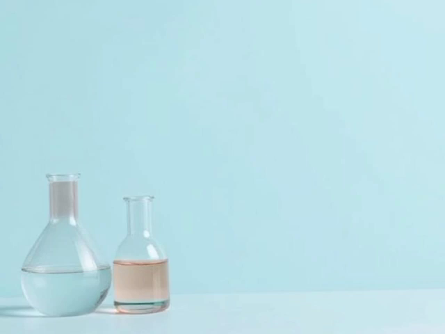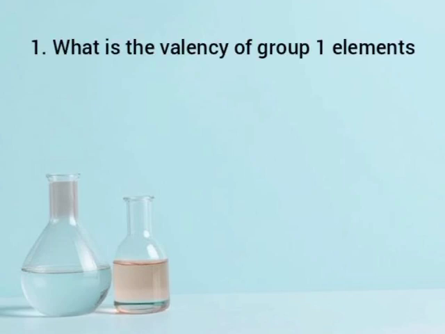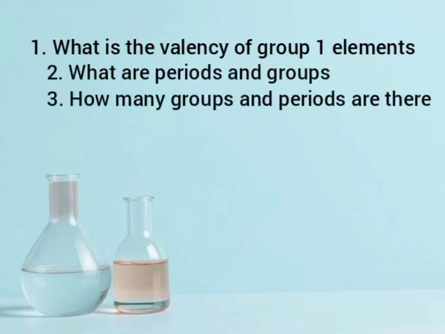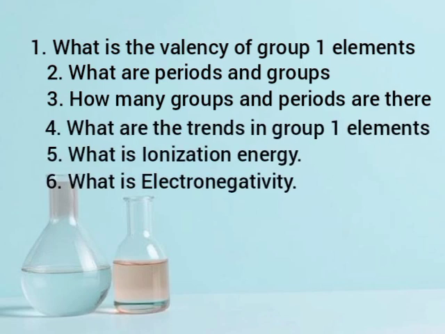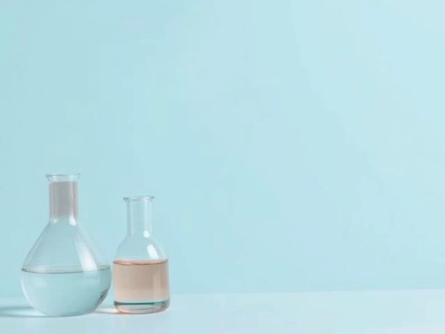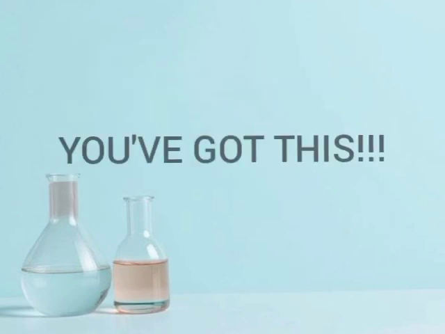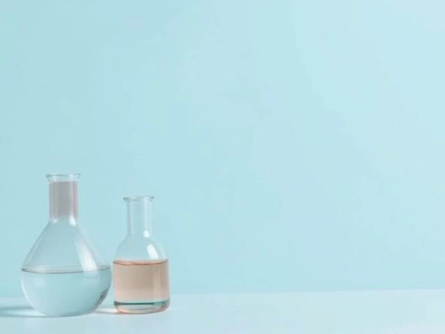Okay guys, so what are the important things for us to remember from this lecture? 1. What is the valency of group 1 elements? 2. What are periods and what are groups? 3. How many groups and periods do we have on the periodic table? 4. What are the trends in group 1 elements? 5. What is ionization energy? What is electronegativity? What are some chemical properties of group 1 elements? If you can remember all these, then you are more than good to go for group 1 elements.